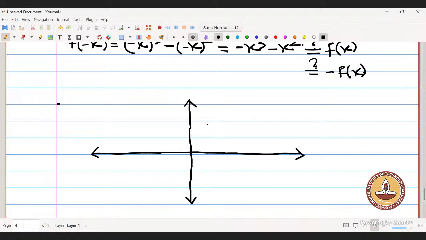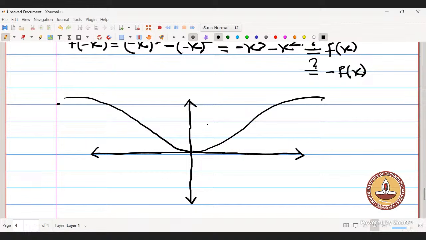Suppose a graph is given, let's say like this. And some part of the graph is given, and it's saying that this function is an even function. Then how can you easily draw the graph of the full function? Because you know that an even function is symmetric over the Y-axis. So once you know one part of the even function, you can easily draw the other part of the even function, right?